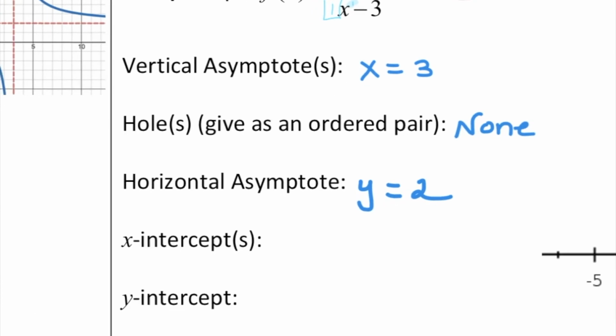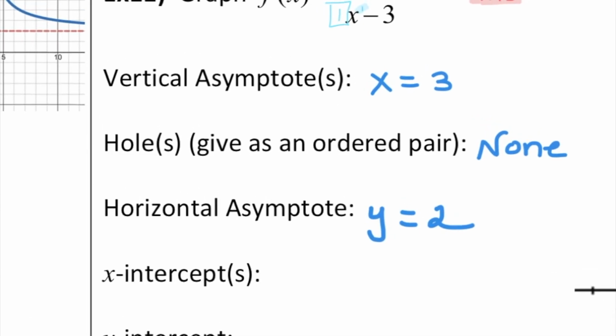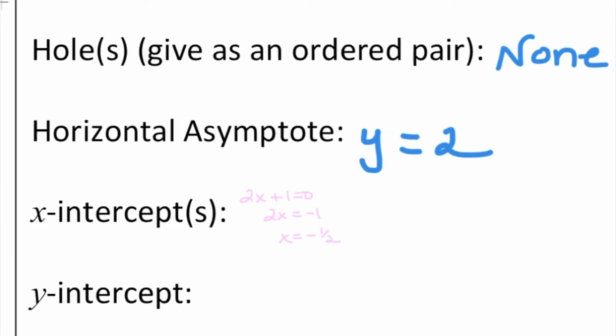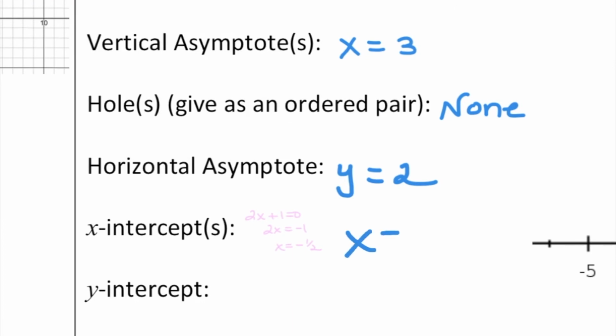Your x-intercepts you compute by setting the numerator equal to 0. And so here I'm going to say, okay, 2x plus 1 equals 0. So 2x equals negative 1 and x equals negative 1/2. And so your x-intercept is x equals negative 1/2. And hopefully we talked about that when we made the video.